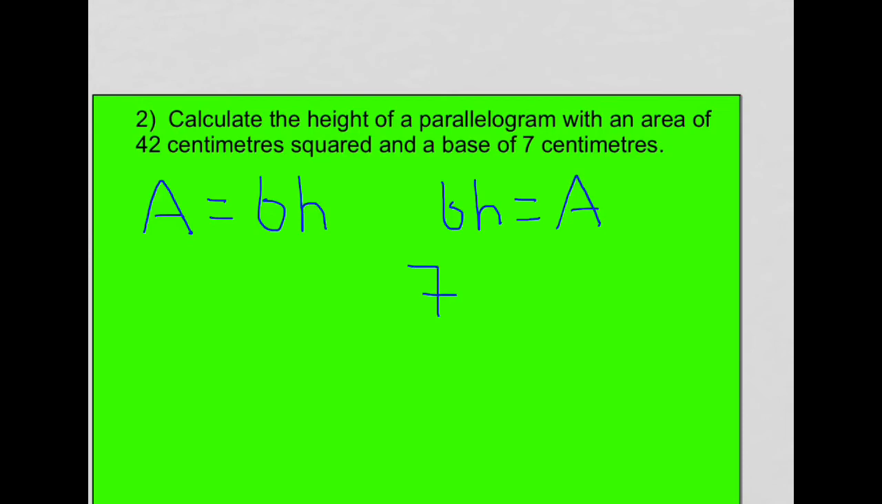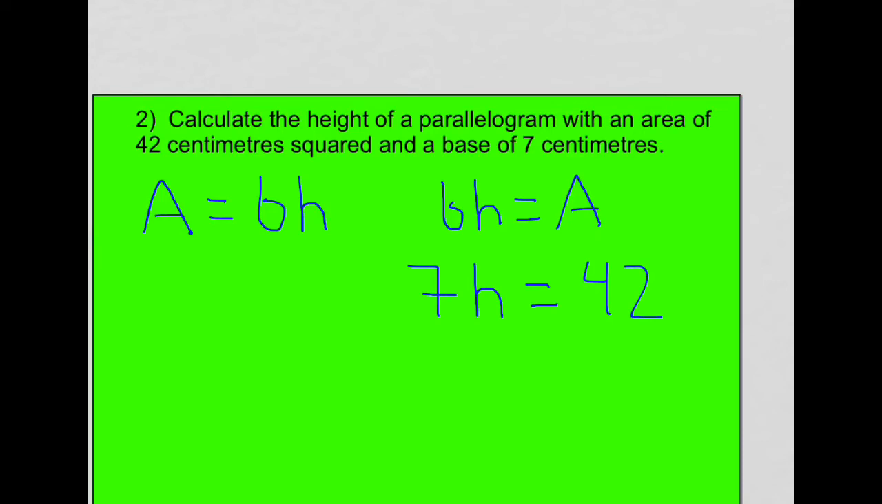I'm going to keep the H the way it is because we don't know that yet. And I'm going to replace the A with 42. Now check this out. What we have here is a multiplication math equation. 7 multiplied by some unknown number H equals 42.